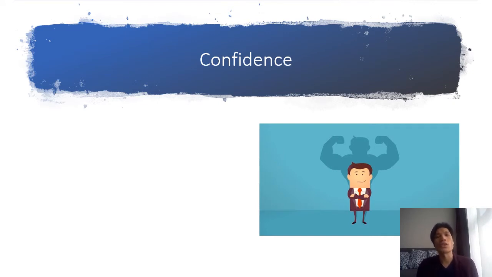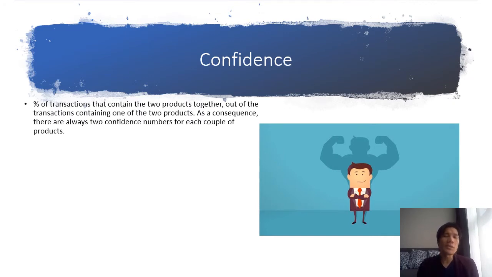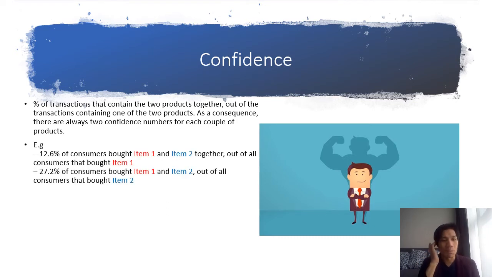So the next one we're going to look at is confidence. Confidence basically means the percentage of transactions that contain the two products together out of the transactions containing one of the two products, which means as a consequence, there are always two confidence numbers for a couple of products. If you have item 1 and item 2, what is the confidence that if I buy item 1, I will get item 2? And the other way would be, what is the confidence that if I buy item 2, I will also buy item 1? So it's kind of like which one comes first and what is the confidence that that will happen, all right? So I'll give you an example.